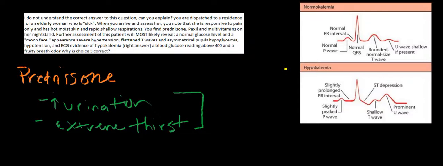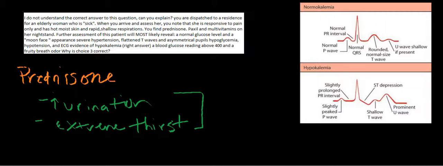It says you are dispatched to a residence for an elderly woman who is sick. When you arrive and assess her, you note that she is unresponsive to pain, only has hot, moist skin, and rapid, shallow respirations. You find prednisone. Prednisone is a key word here that we want to keep in mind, okay? So you find prednisone, Paxil. Paxil might be another drug that we might want to consider. And multivitamins on her nightstand.